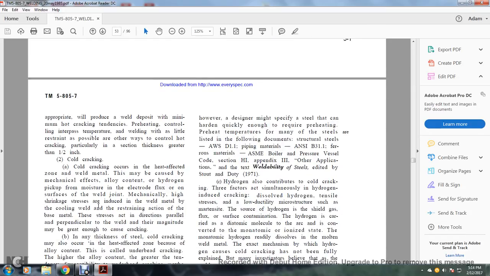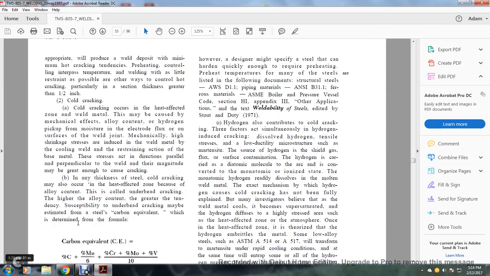Cold cracking occurs in the heat affected zone metal or the weld metal, caused by the combined effects of hydrogen pickup from moisture in the electrode flux or on the surface of the welded joint, and mechanical effects: a high shrinkage stress introduced in the weld metal by cooling during welding, and the restraint action of the base metal. These stresses act in directions parallel or perpendicular to the weld. Their magnitude can be great enough to cause cracking.